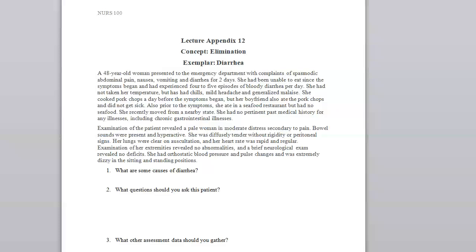and continue to assess her for chills and fever. She probably has a fever. They haven't taken her temperature yet, but she does have the chills, and she feels really pretty lousy as well. So that's how we would evaluate this patient. Diarrhea can be very serious.